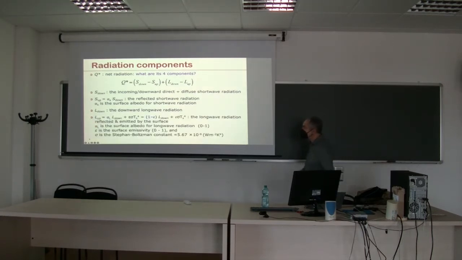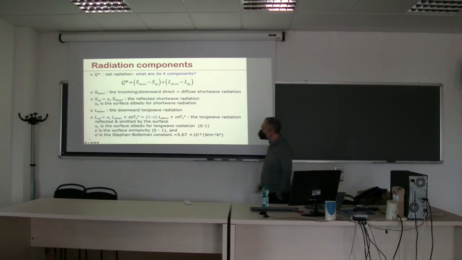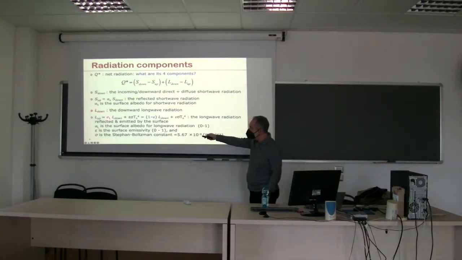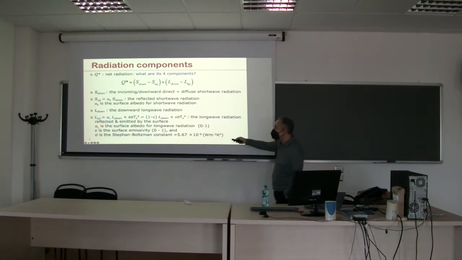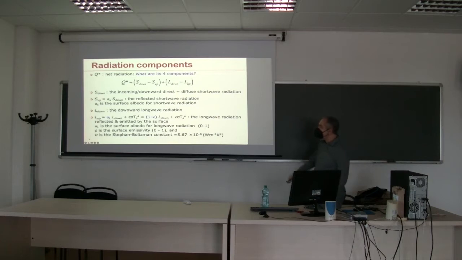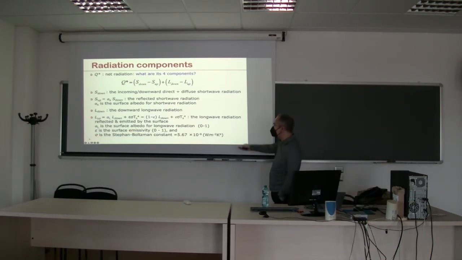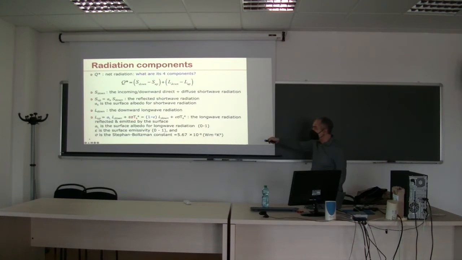And finally, the long wave up has two components. First, part of this long wave coming down can be reflected, and here you have to use alpha L, which is the albedo for long wave radiation, because a surface will have a different reflectivity for short wave and long wave. So alpha L is the fraction of L down that's reflected. And also, like any body, because the surface has a temperature Ts in Kelvin, it's going to emit like a gray body, where epsilon is the emissivity, sigma is the Stefan-Boltzmann constant, a universal constant, and this is the amount of energy that is radiated by the surface to the atmosphere.